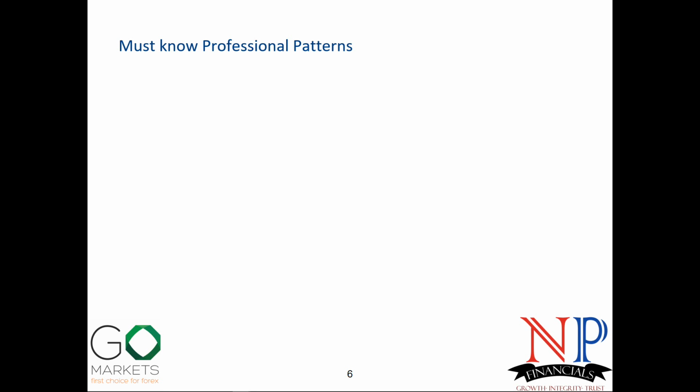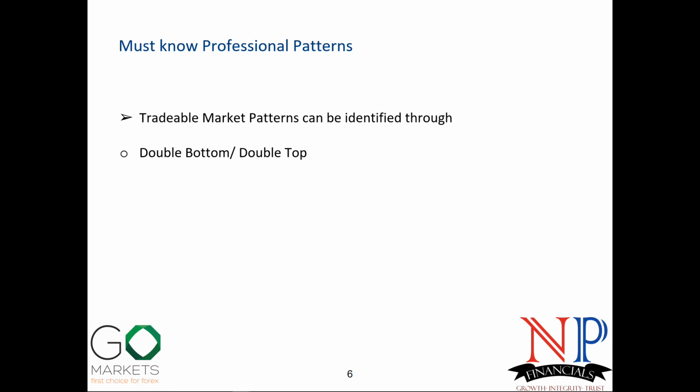Now, you must know the professional patterns and name them. You must know it. Without this, you must not start pattern trading. Tradable market patterns can be identified through double bottom or double top, followed by triple bottom, triple top, quadruple bottom or quadruple top, or queen bottom, queen top. But it all starts with class A double bottom or class B double bottom, class A double top or class B double top. I will show you how to define mathematically. Very simple.